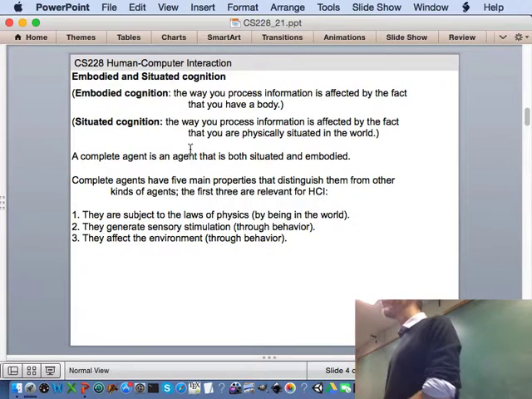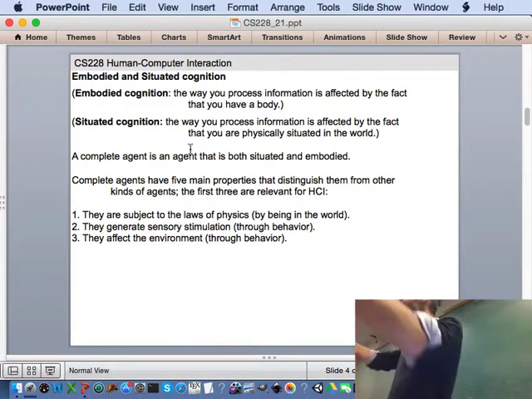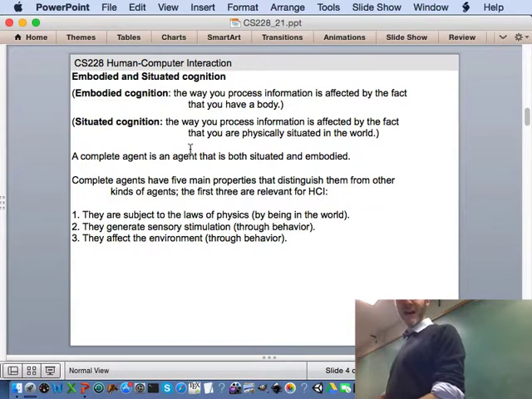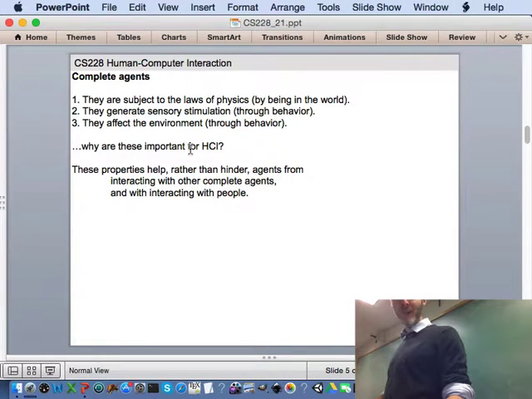And through my behavior, I also affect the environment. I may or may not have the sensory capabilities to sense how I've affected the environment, but I definitely do, right? The moment I move around and knock into things in the world, I'm affecting the environment just because I have a body. Okay, why does that matter?